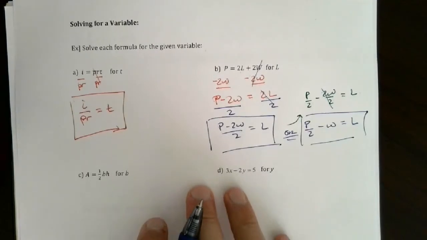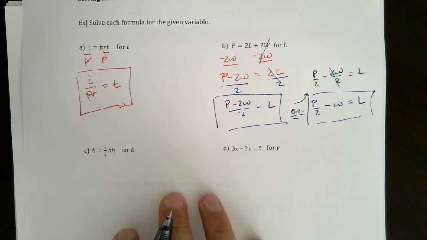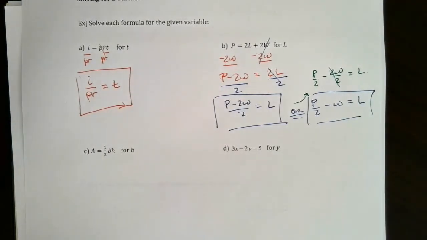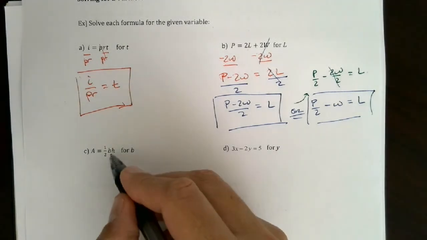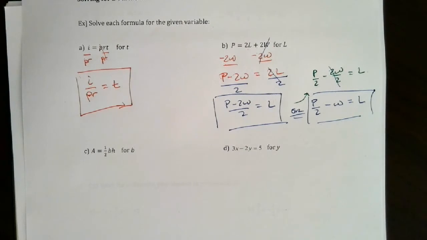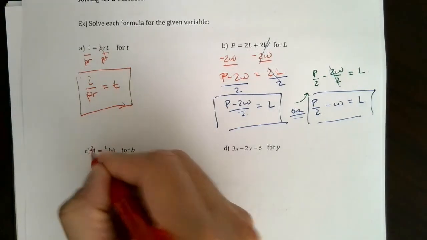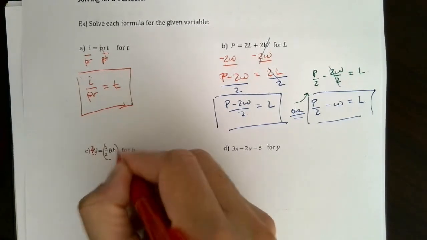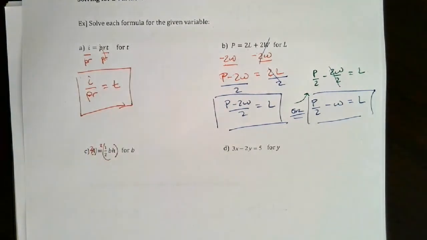The next example down here, letter C, we have A equals 1/2 BH, and we're trying to solve this for B. All right, solving this for B means I want B by itself on one side. Now, I have an equation with fractions. Typically, when you have an equation with fractions, the first thing you want to do is remove fractions. And to remove fractions, we usually multiply both sides of the equation by the LCD. In this case, the LCD, since I only have one fraction, is 2. So I'm going to multiply by 2 to this side, and then multiplying by 2 to the right side as well.